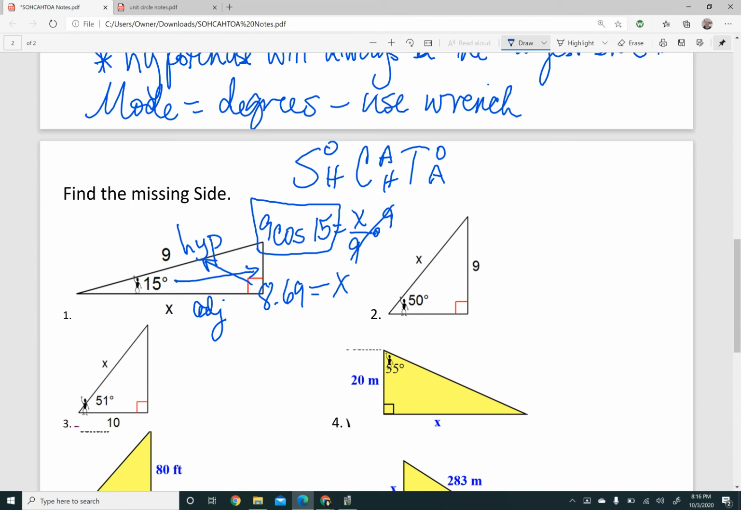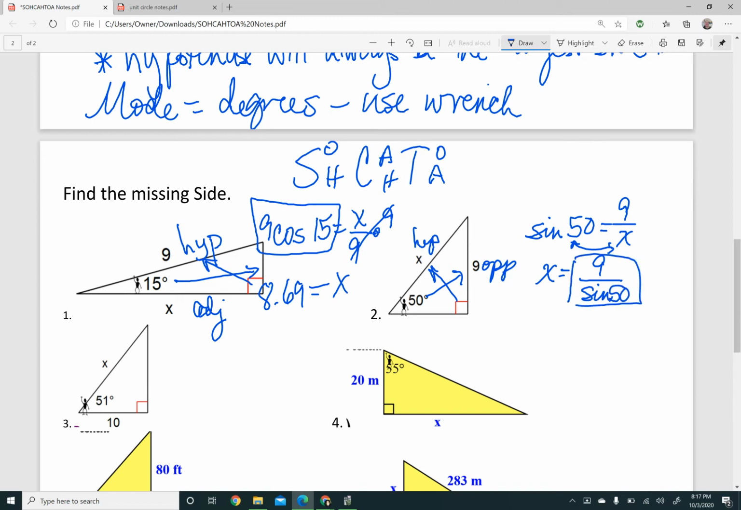All right, so here we have the opposite side. Here we have the hypotenuse. So opposite and hypotenuse is sine. So the sine of 50 equals 9 over x. Well, when x is in the denominator, these two things switch places, okay? So what happens is we get x equals 9 over the sine of 50. And so we put this in our calculators.